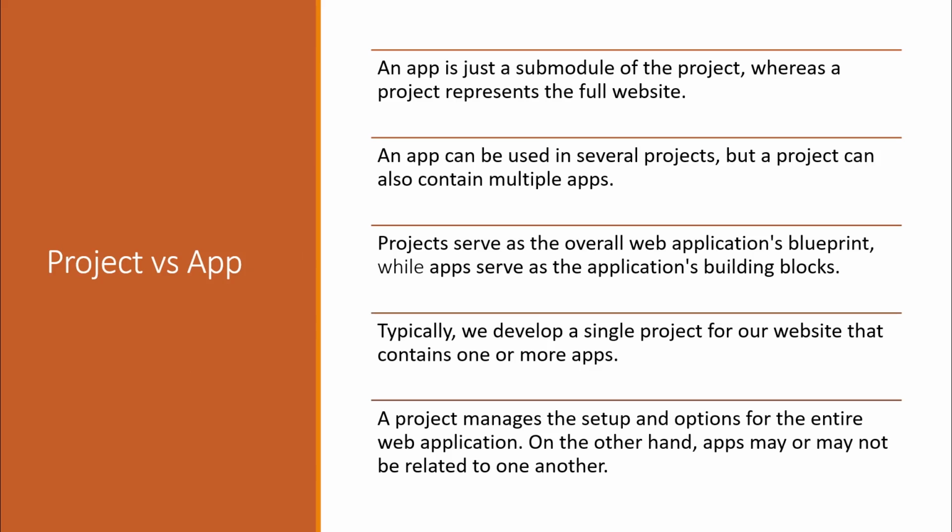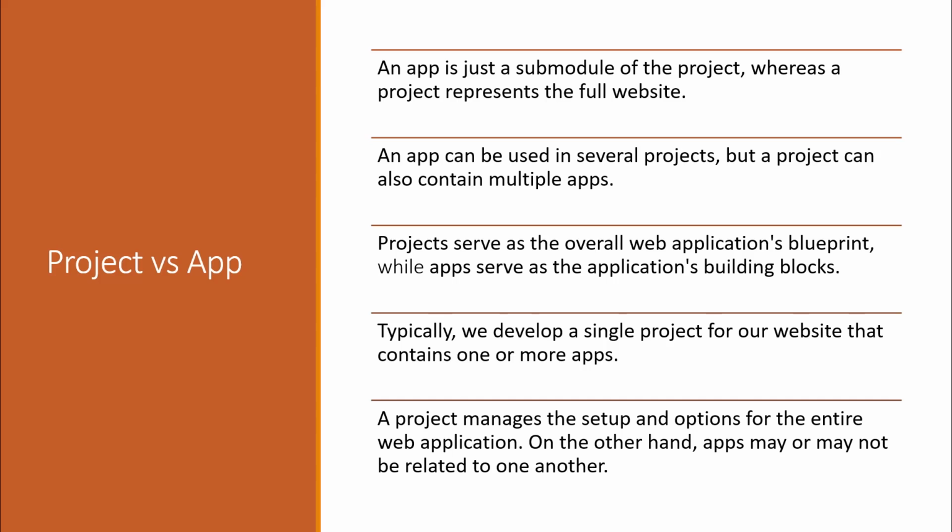So an application or an app is just a sub module of a project. So we can consider a project as our whole application and an app as sub components of that whole application. Moreover, an application in Django can be used in several projects, and a project can also contain multiple apps. A project in Django serves as an overall web application blueprint, while apps serve as the application building logic. So all the building logic, or we can say the business logic of that application, goes into the apps.